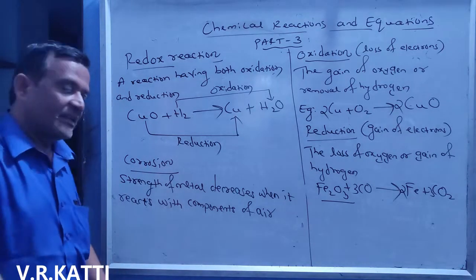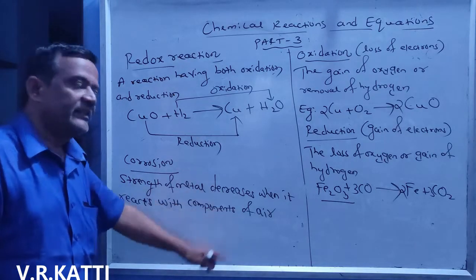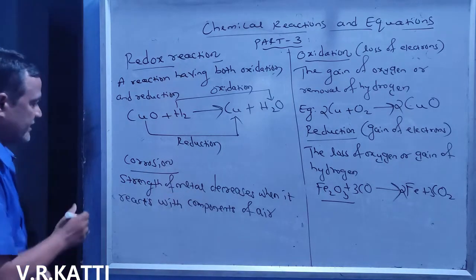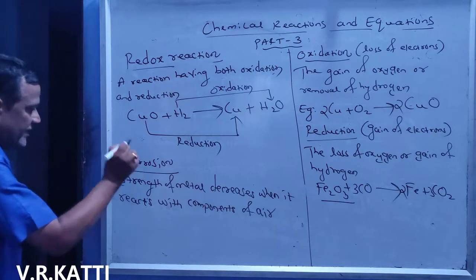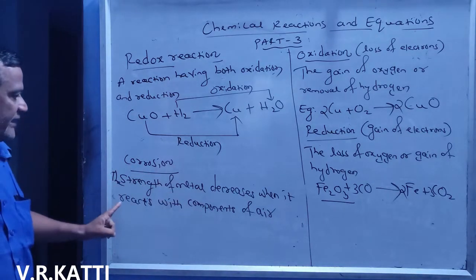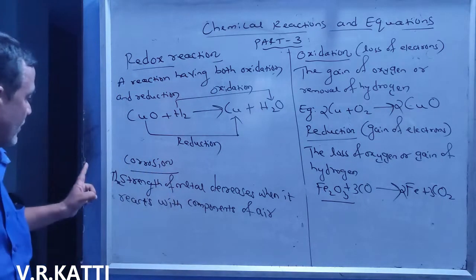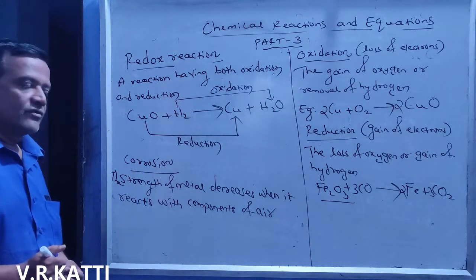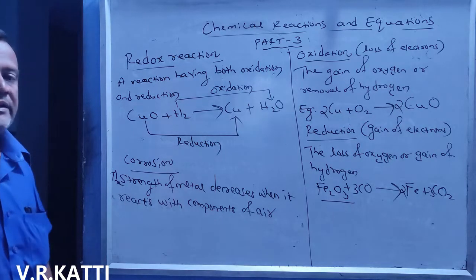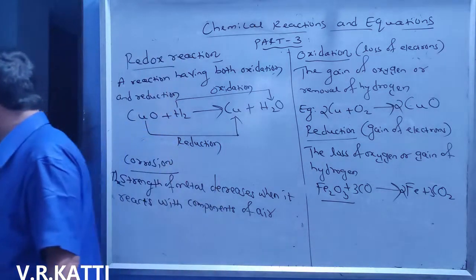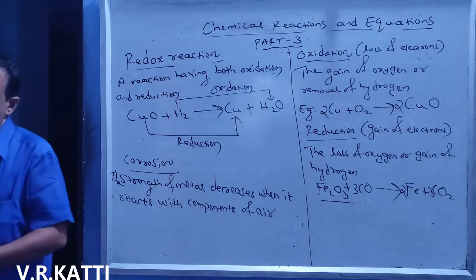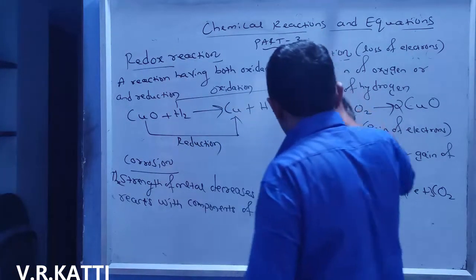So the strength of a metal decreases when it reacts with the components of air. That is corrosion. Next, students, the last part is rancidity.